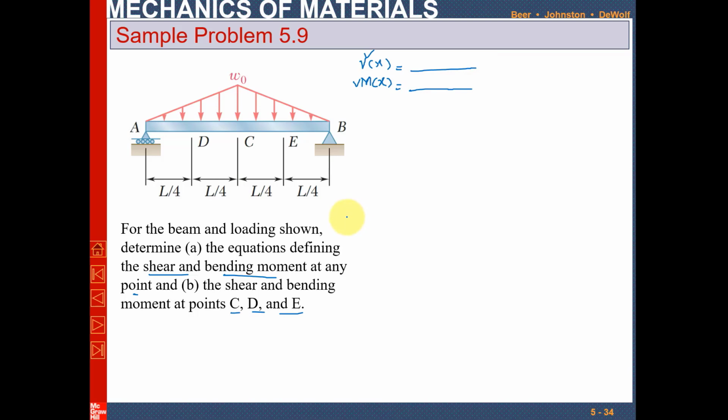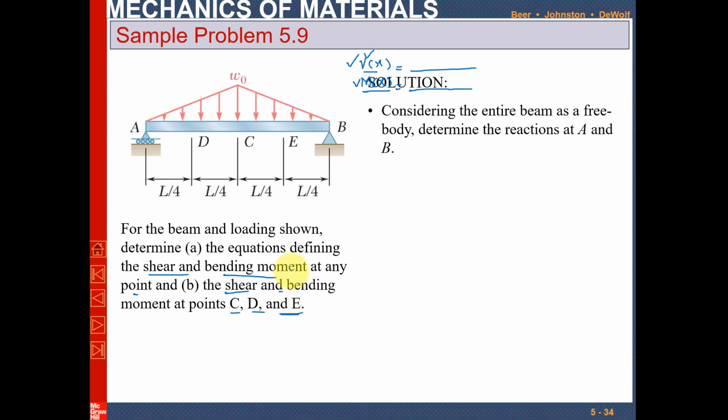Again, note that there is nothing given to solve this problem using singularity functions, but it is given that you have to find the equation for shear force and bending moment in order to find the shear force and bending moment at any point. So definitely we will solve it by using singularity functions. Next, if we get the shear force and bending moment equations, then we can find the shear force and bending moment at points C, D and E. So let's solve this problem.